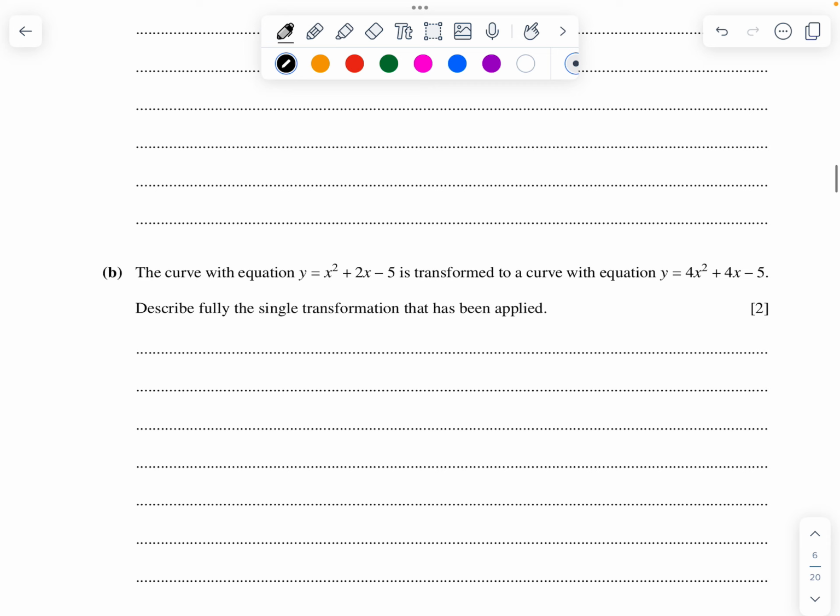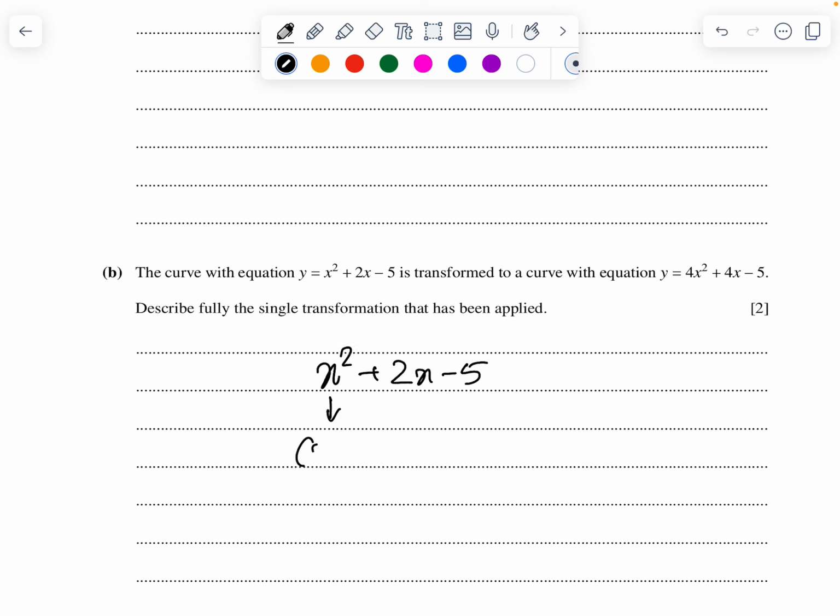The curve y equals x squared plus 2x minus 5 is transformed into this equation. Find the single transformation that has to be applied. So it is becoming x squared plus 2x minus 5. So you can see that x squared plus 2x minus 5.